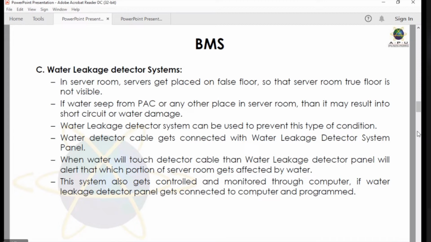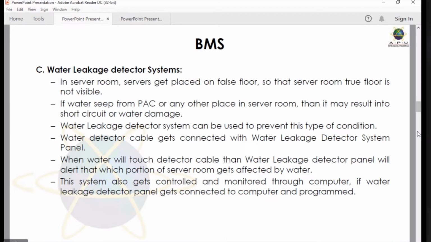अब water accumulation भयो भने यो cooling units बाट, जस्तै fridge, तपाईले घरको fridge बन्द गरिदिनु, you will see water at the bottom of the fridge. Okay, so त्यो water accumulation हुन्छ त्यही भएर if this cooling system doesn't work, then accumulation of water is very likely. Water leakage detector system can be used to prevent this type of condition.